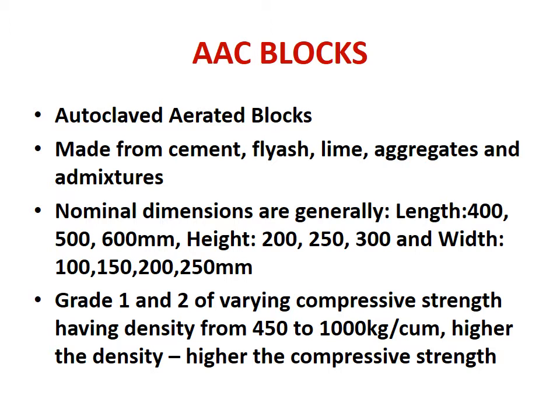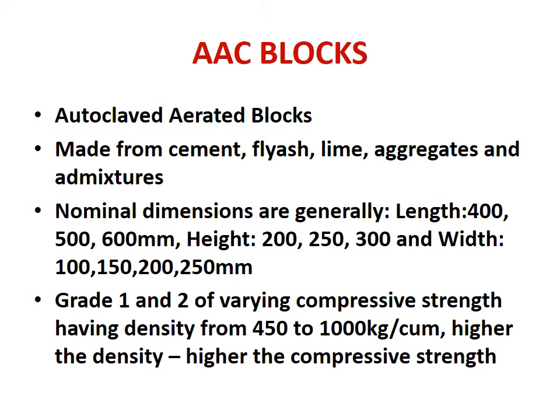AAC blocks means autoclaved aerated blocks, and we know that they are made from cement, fly ash, lime, aggregate, and other admixtures like aluminum powder and so on. And then we get nominal dimensions as 400 and above. So the dimensions are such that they are larger than the bricks which are available, clay bricks or fly ash bricks.